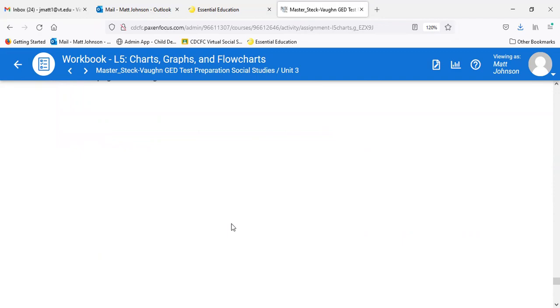Okay, so that basically gives us several ways to look at data. So bar graphs, line graphs, the circle graphs or pie charts, all of which are ways to look at data.